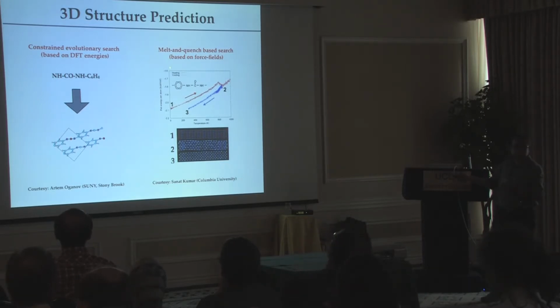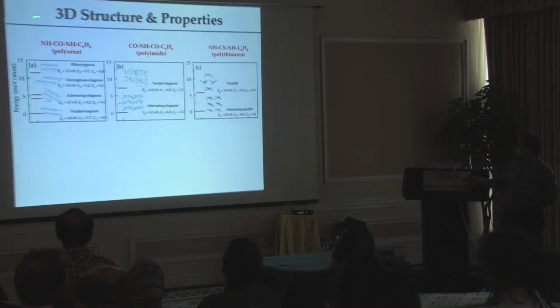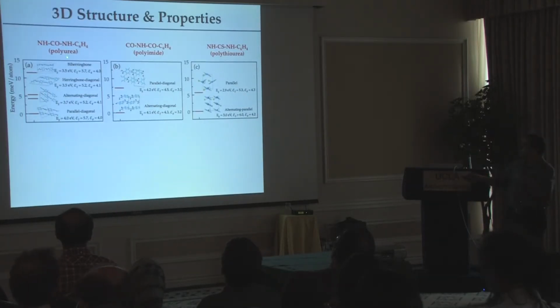Then we also adopted another technique using force fields. Fortunately for this system, force fields were available, so we were able to do a melt and quench. This was done by our collaborator at Columbia. Using a melt and quench approach, we were able to predict the structure of that particular polymer. But we considered 3 of those; there are 3 candidates we identified. Interestingly, this falls under the polyurea class. Urea is a generic compound, and this is a specific one. That's a polyimide. This is a polythiourea, where the difference between this and that is that CO is replaced by CS.